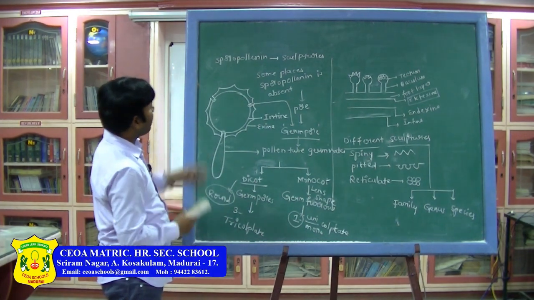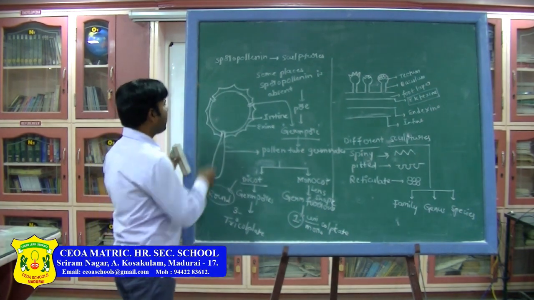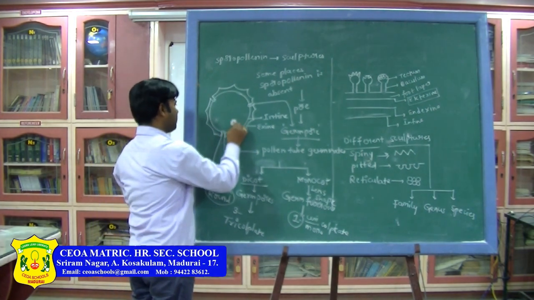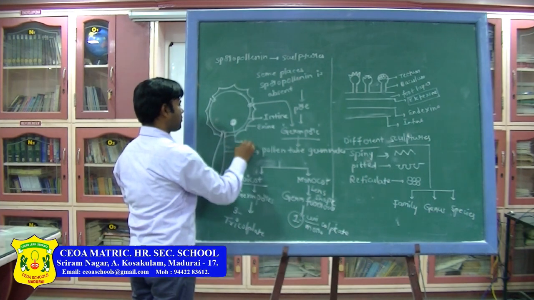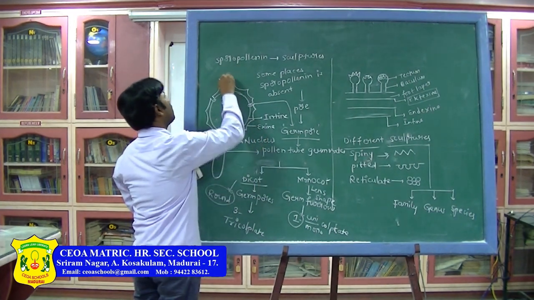Now here we are learning about the structure of the pollen grain. In that there is a nucleus. What do you call this one? This is the nucleus. Next, vacuole.